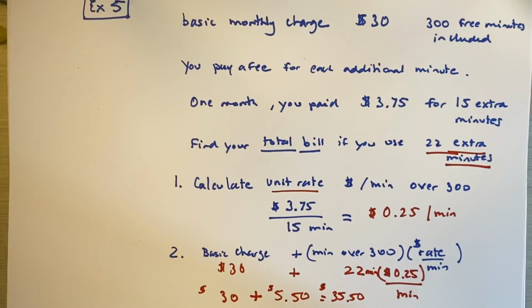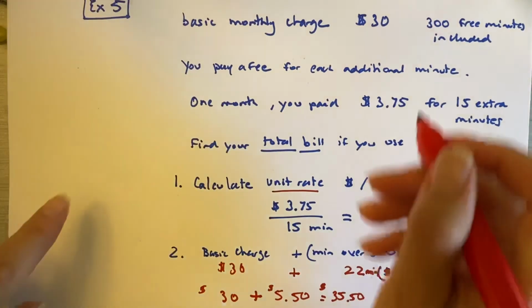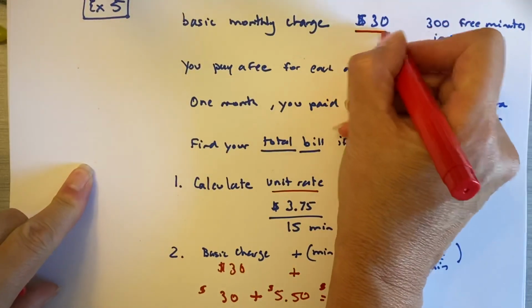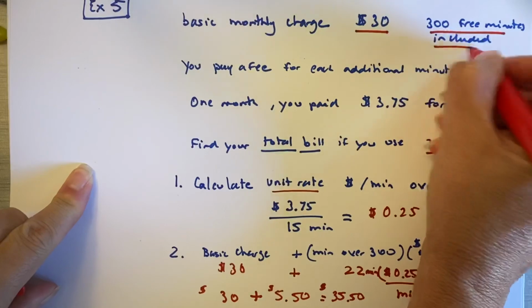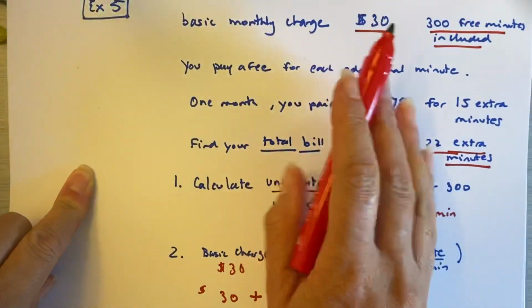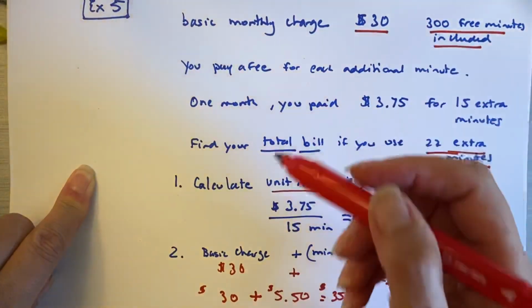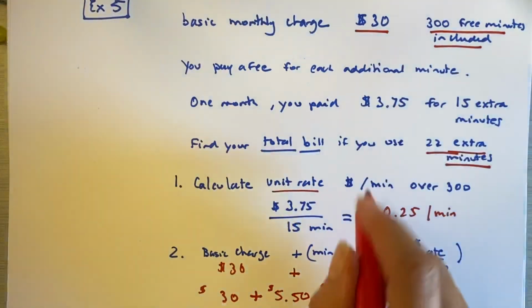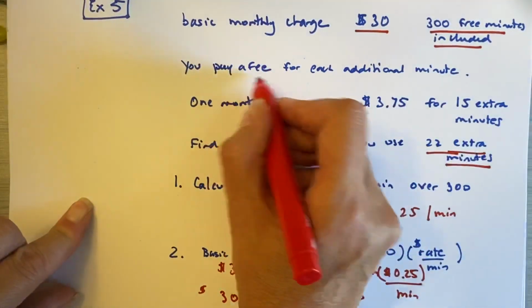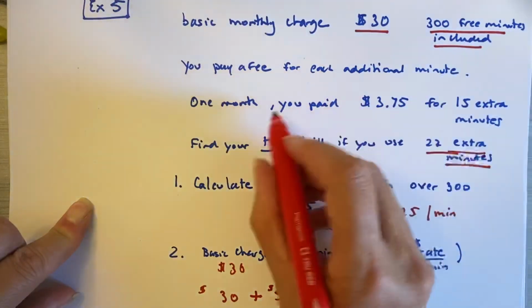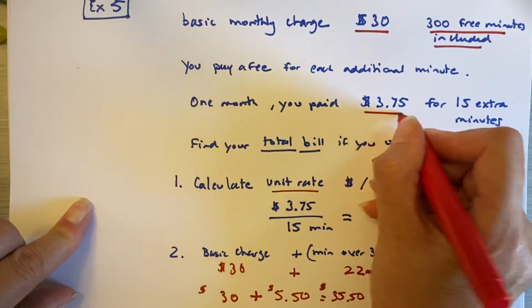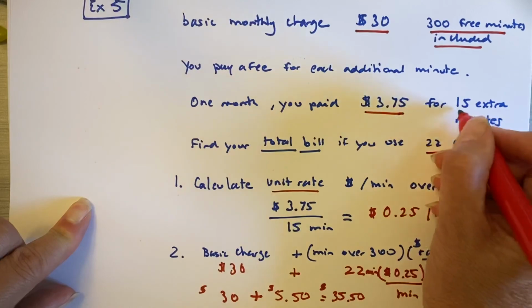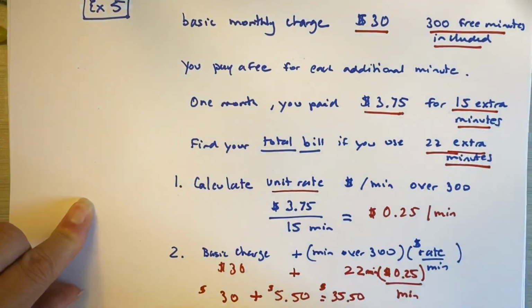Okay, so just going through the problem again. What did we have to do? We had to write down essential information, right? Basic monthly charge, 300 free minutes included. You have to write that down, partly just so that you've taken that information from that paragraph and you've got the essentials in front of you. You've noted you pay a fee for each additional minute. You write down the clue they gave you, $3.75 for those 15 extra minutes.